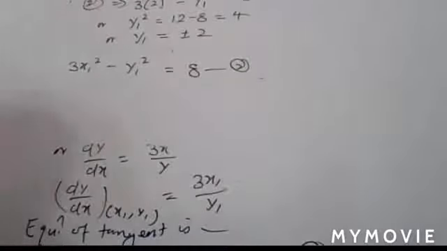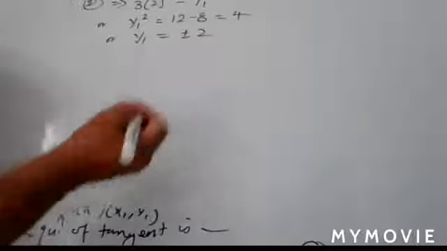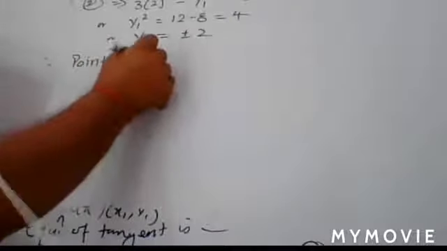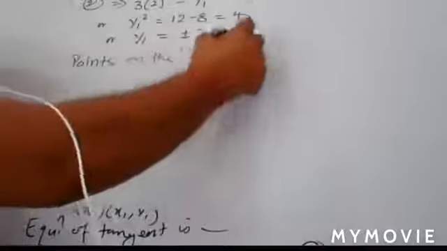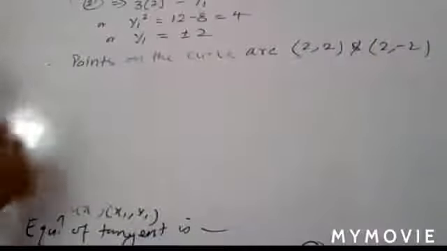And yes, the slope is also given here. So putting that value of x1 and y1 in the curve, first of all, you have to write in this way. Hence the points on the curve are: your first point is (2, 2), and your other point is (2, -2). Understand?